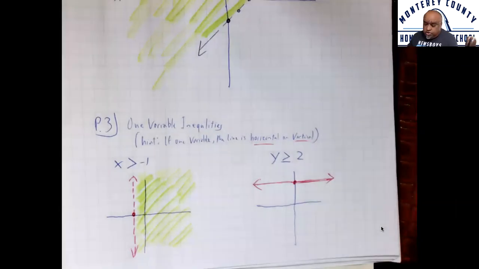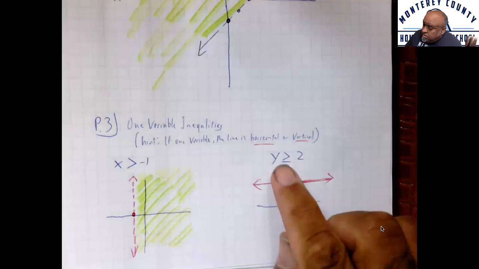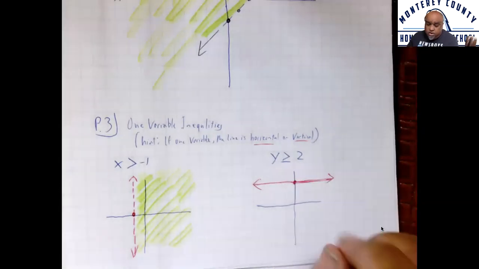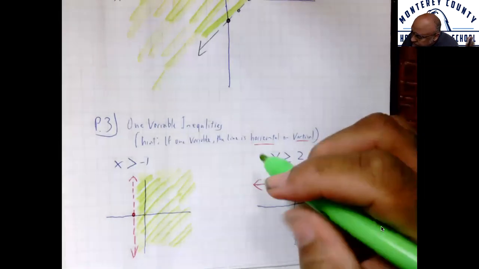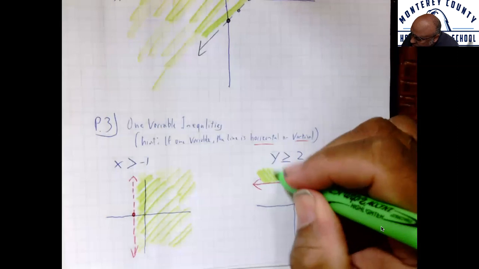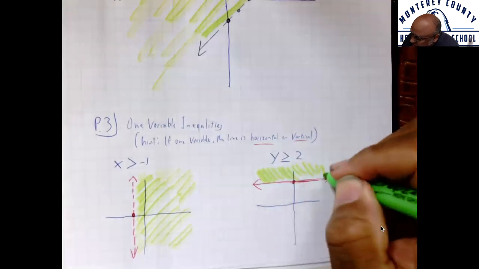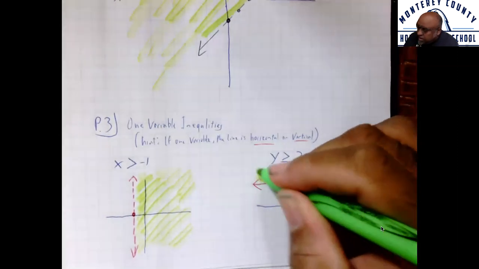Now the question is stating that y is greater than or equal to 2, so the value of y would have to be above. So I would shade everything above that line.